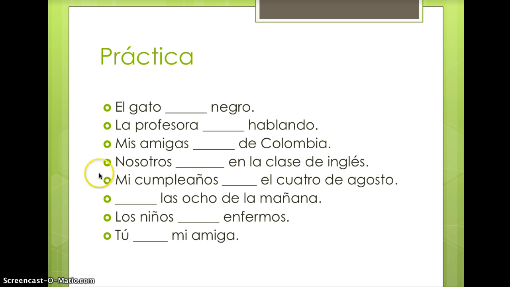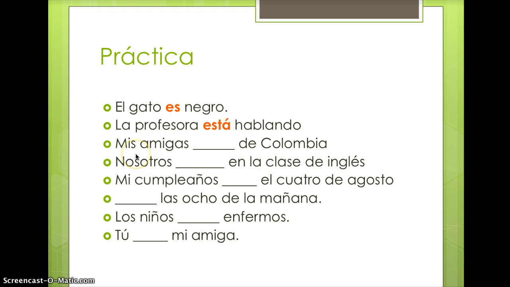So let's practice real quick. El gato blank negro. So I'm trying to describe the cat as black, right? So I am giving you characteristics, which means it's ser, and since my subject is singular and it's not yo or tú, then it's the bottom left box, which would make it es. La profesora blank hablando. I see that ando right there, okay? So my verb is being used to tell me something that is happening right now, action in progress. So it's estar, and again, it's that bottom left box because my subject is singular and it doesn't include the word yo or nosotros. So está hablando.